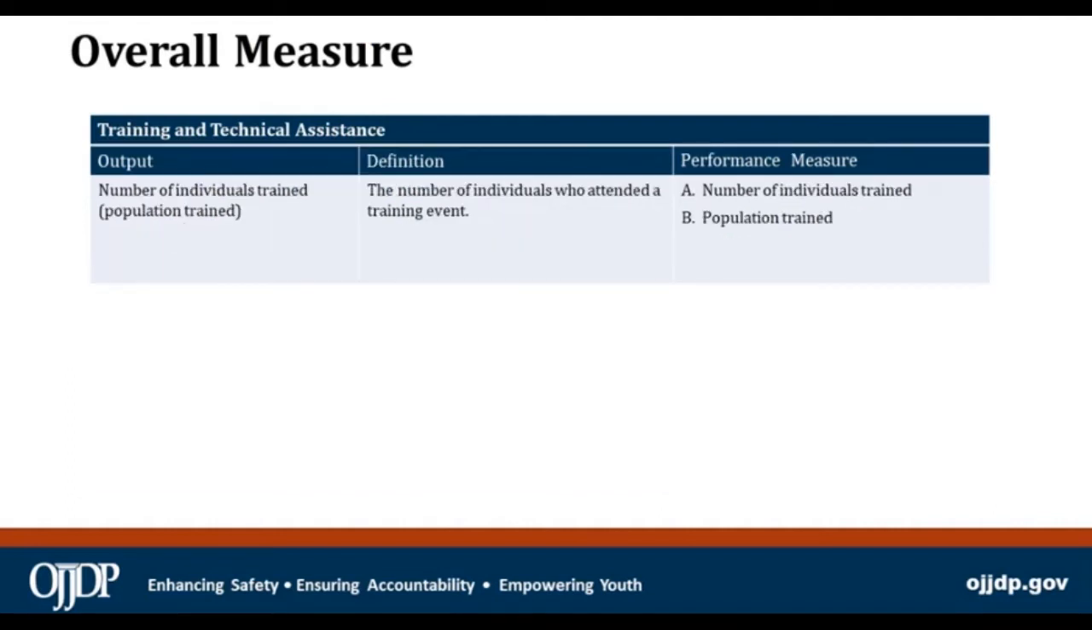For the next TTA overall output measure, number of individuals trained, you will report the total number of individuals trained during the reporting cycle and the population trained. A text box will be provided to capture your response for population trained. Some examples of populations include staff, volunteers, and social workers.